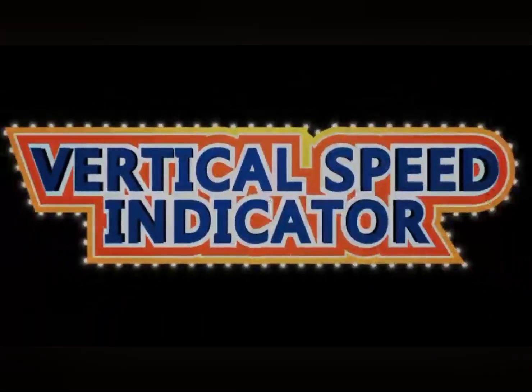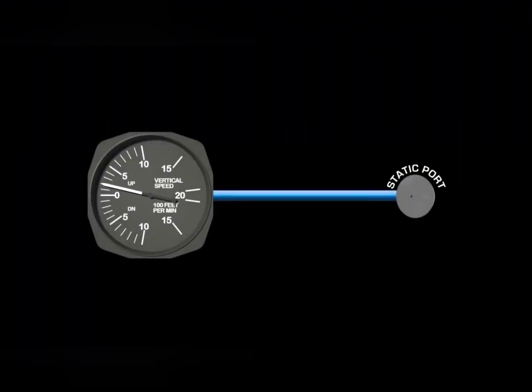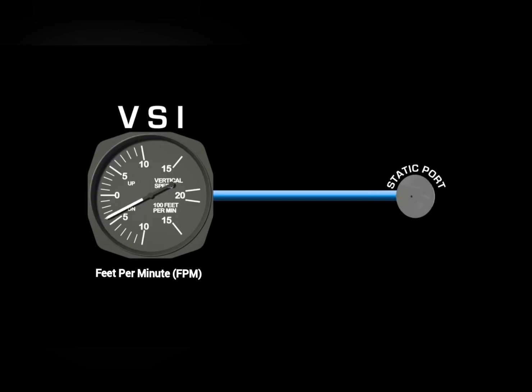Third, vertical speed indicator. Vertical speed is the rate of the aircraft's climb or descent, usually depicted in feet per minute (fpm) on a vertical speed indicator (VSI). In level flight, the VSI needle points to zero feet.